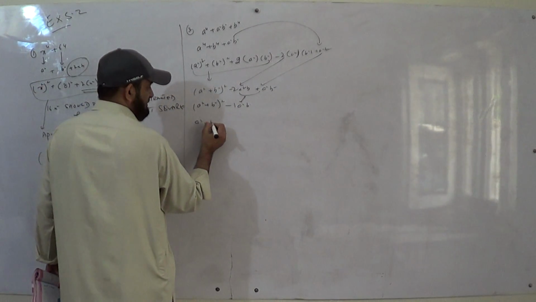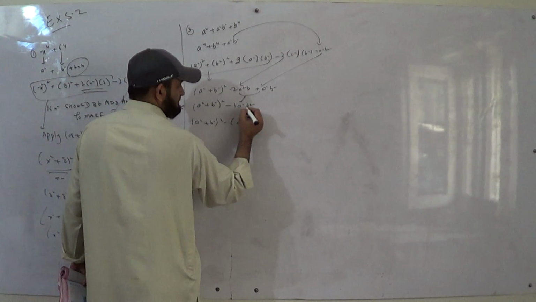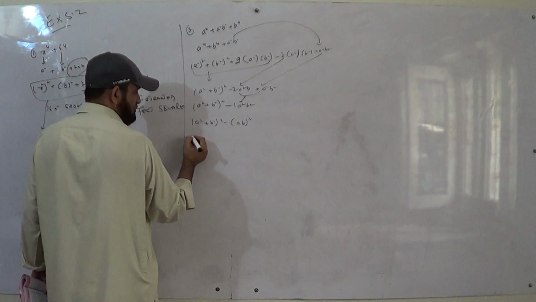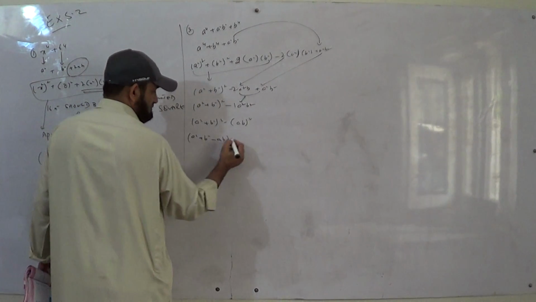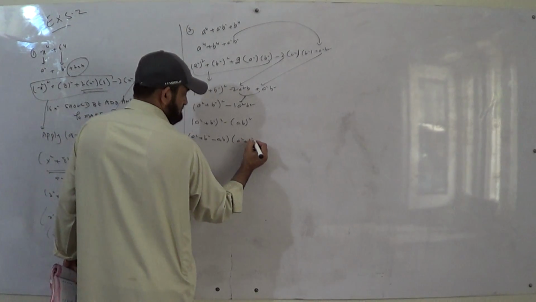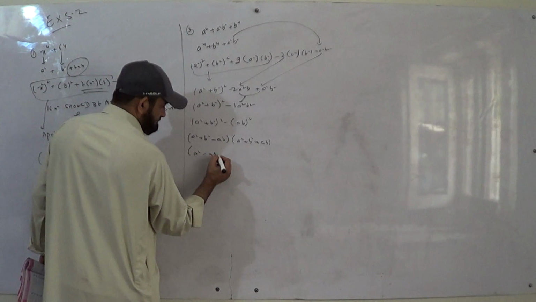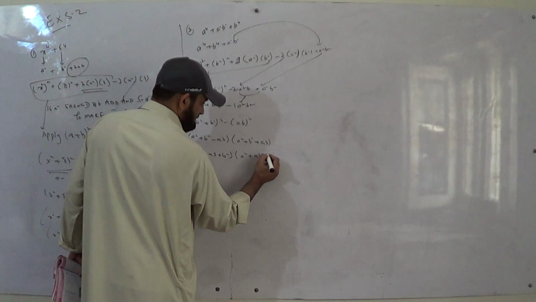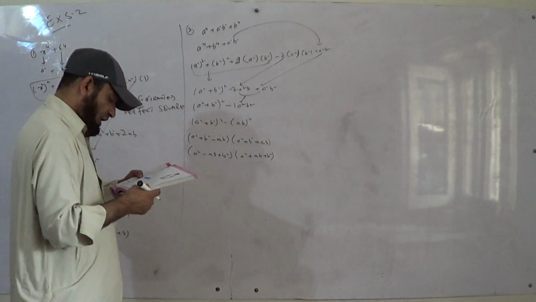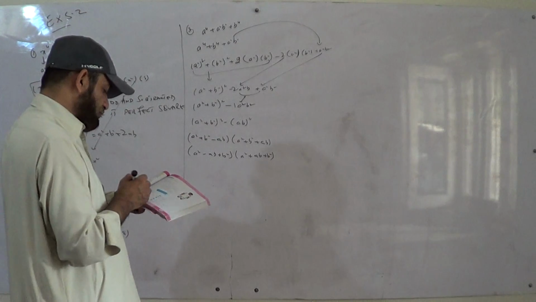Now it will be a square minus b square. We apply the formula (a - b)(a + b) in the descending order with respect to a. Now questions 4 and 5. I'll do 5 for you.